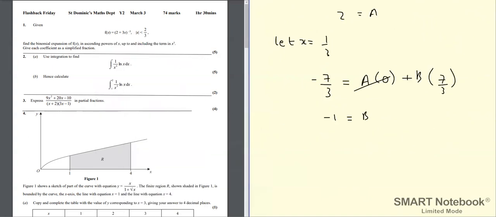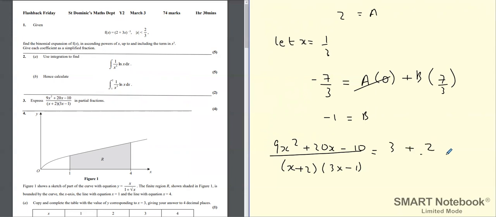And so that fraction now can be written as, we had 3 originally. We know A is 2, so 2 over x plus 2 minus 1 over 3x minus 1. And if you have time, you can add these fractions together and check whether they do end up adding to what we first started off with.